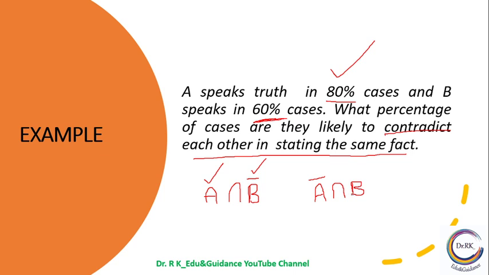Okay, so here A is speaking the truth and B is contradicting. Here B is speaking the truth and A is contradicting. And these two are obviously mutually exclusive, right? There we can use the sum, right?